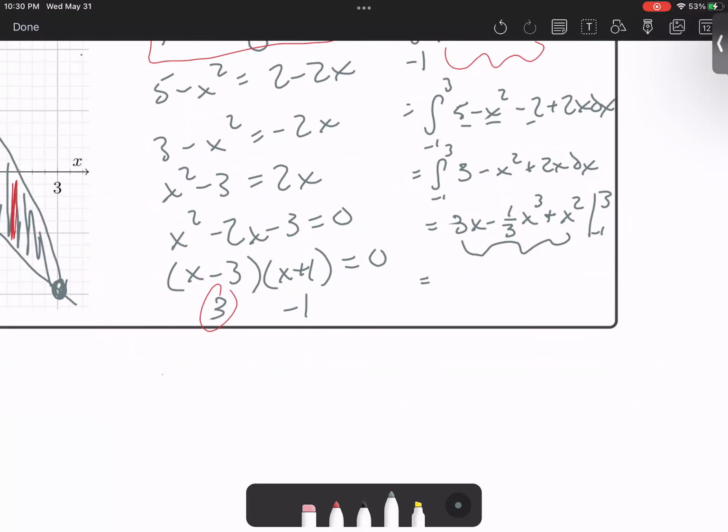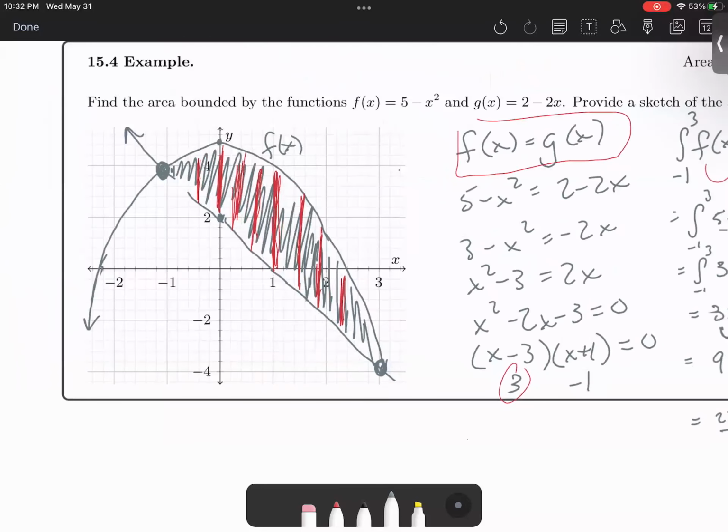So if you take this and evaluate it at 3, you get 9 there. And then we'll subtract off the same antiderivative at minus 1. And if you plug minus 1 into that antiderivative, you get minus 5/3. So I can write that 9 as something over 3. That's 27 plus 5, now over 3. 27 plus 5, what is that? 32. 32/3. So that's how much area is bounded between those two graphs.